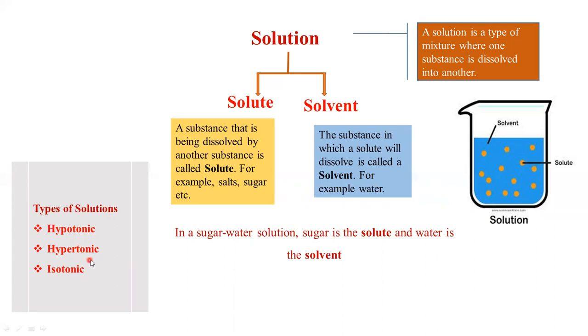While in hypertonic solutions, the solute concentration is greater. Hyper means greater, more. Hypertonic solutions are more concentrated solutions because such solutions have lesser amount of the solvent and greater amount of the solute. And iso means same, and isotonic solutions are such solutions in which the solute and solvent concentration is equivalent to each other.